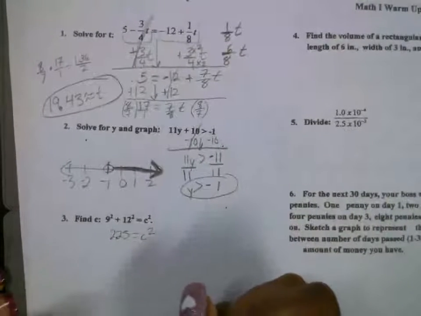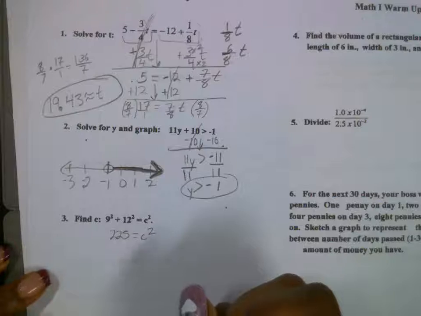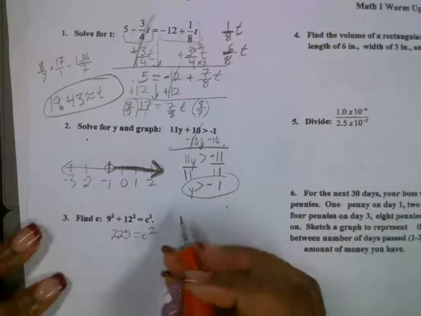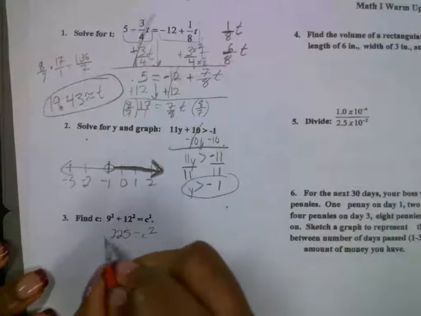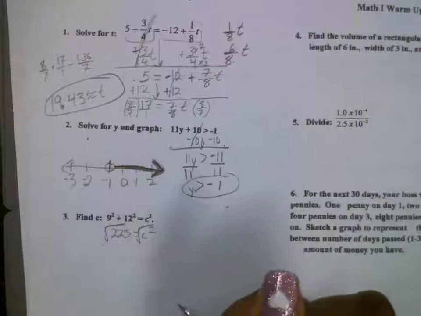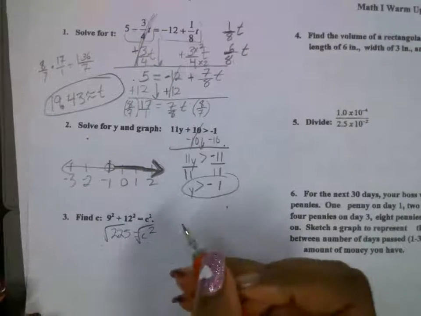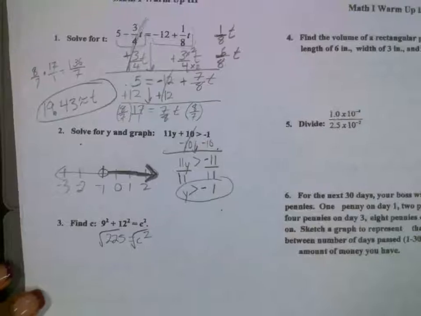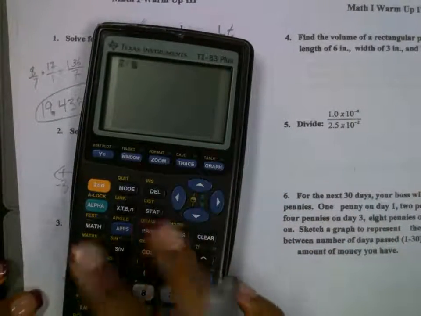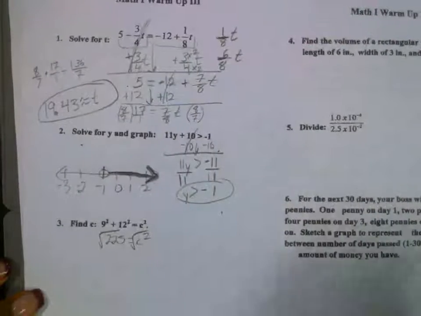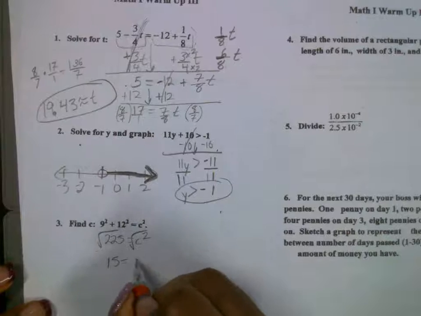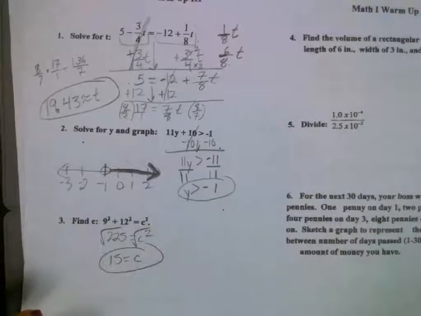How do I get rid of the squared? What's the opposite of squaring a number? Square root. Come on, you've got to be able to identify that. You can't just wait for my cues. And remember, type the square root in the calculator. You press the second button and the x squared button. What's the square root of 225? 15. So C is equal to 15.